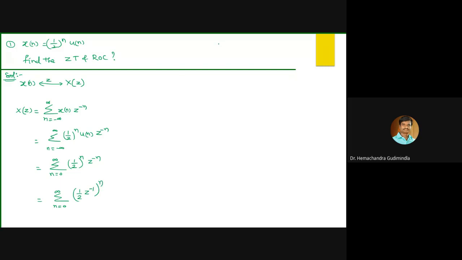Now we need to remember the formula: summation n equal to 0 to infinity alpha power n is equal to 1 by 1 minus alpha, where mod alpha should always be less than 1. So here, x of z is equal to 1 divided by 1 minus 1 by 2 into z inverse. And 1 by 2 into z inverse should always be less than 1. This is the ROC.